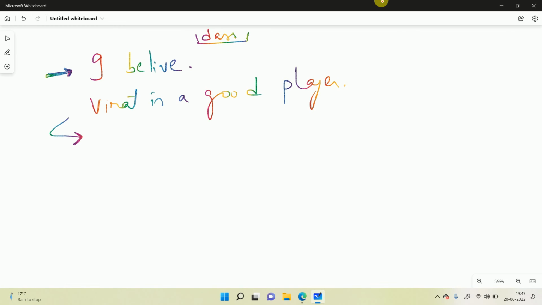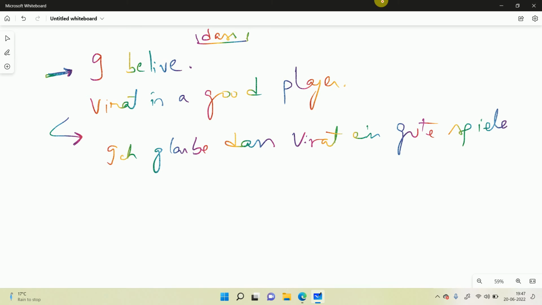Ich glaube, dass Virat ein guter Spieler ist. Perfekt. So the most important thing is you have to use ist at the end, right? So that is, the verb should come at the end for sure.